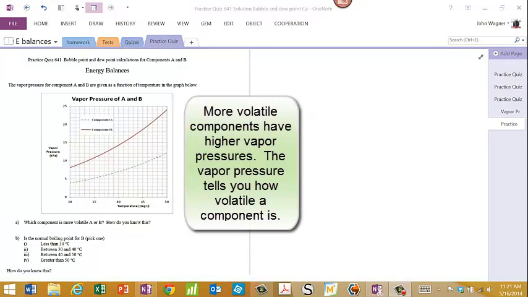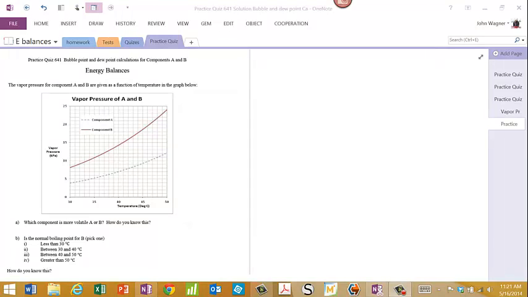First question simply asks which component is more volatile, A or B, and how do you know that? Well, if we look at the graph, we can see that the vapor pressure of component B is always higher than component A. Therefore, component B is more volatile. So component B.